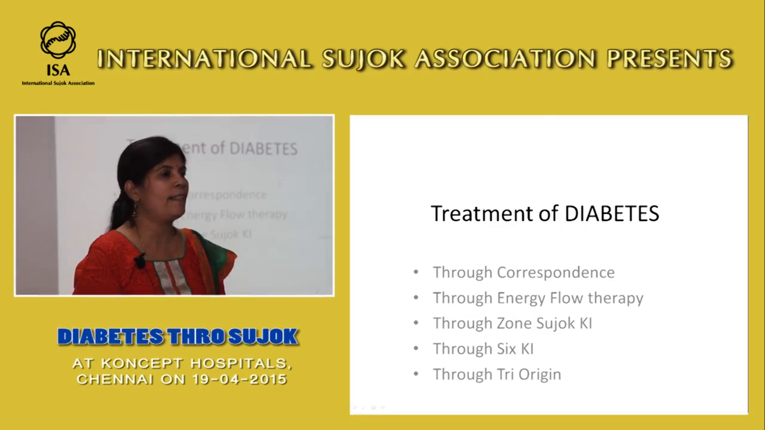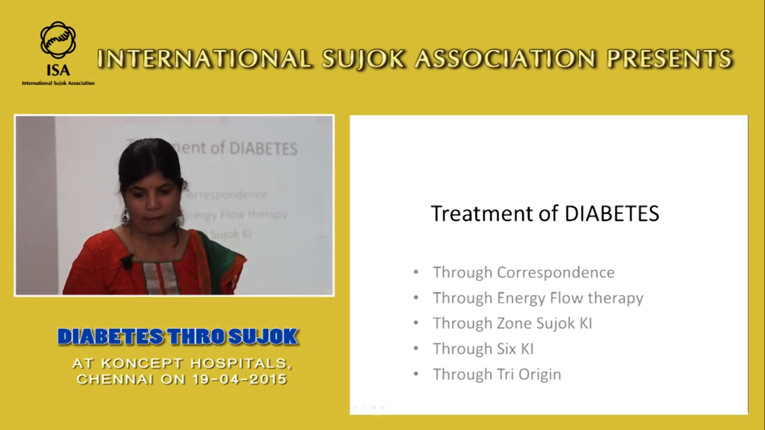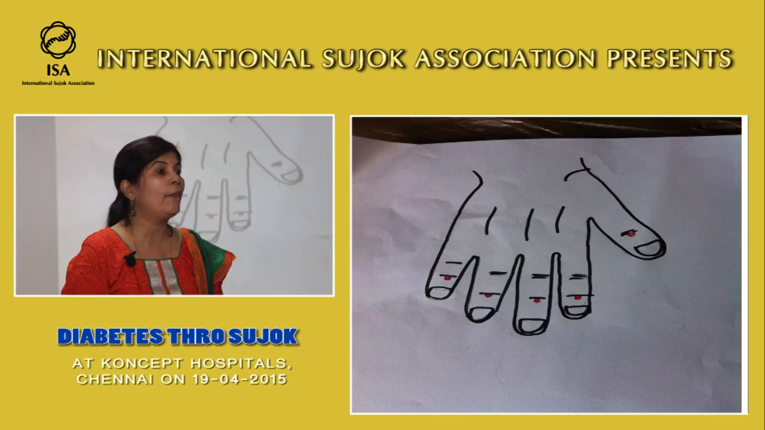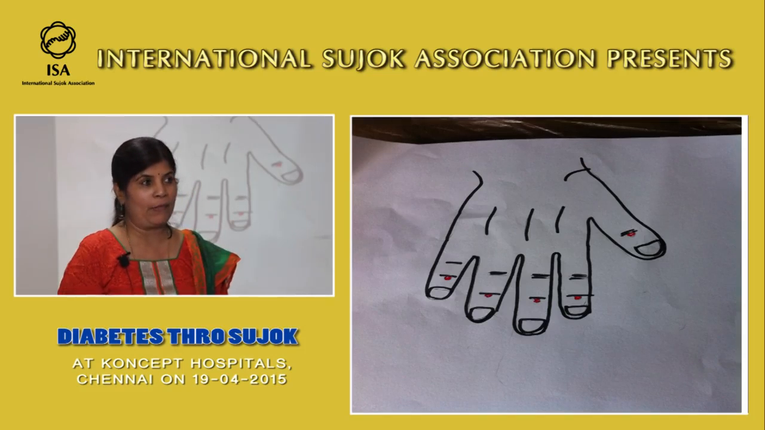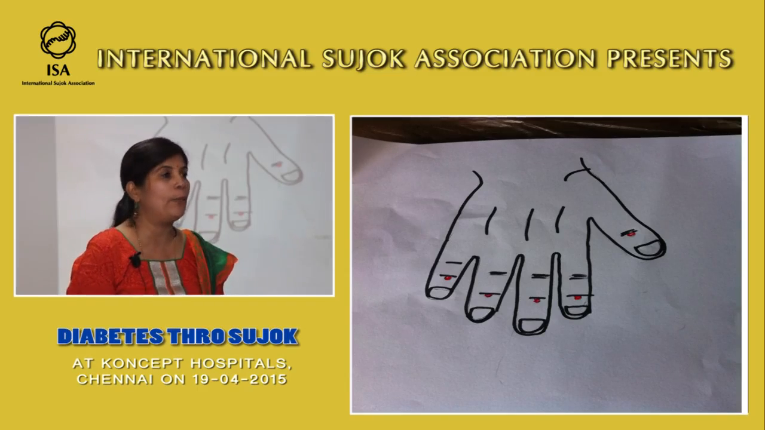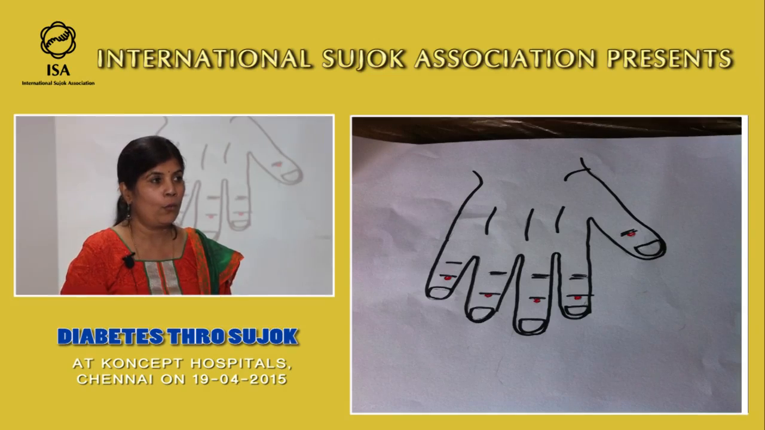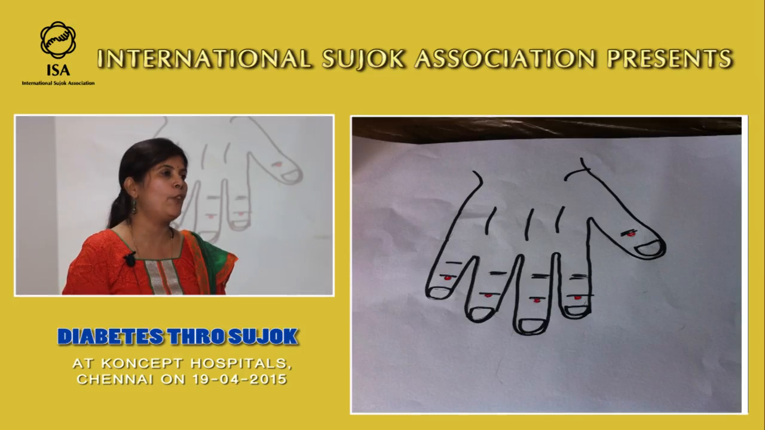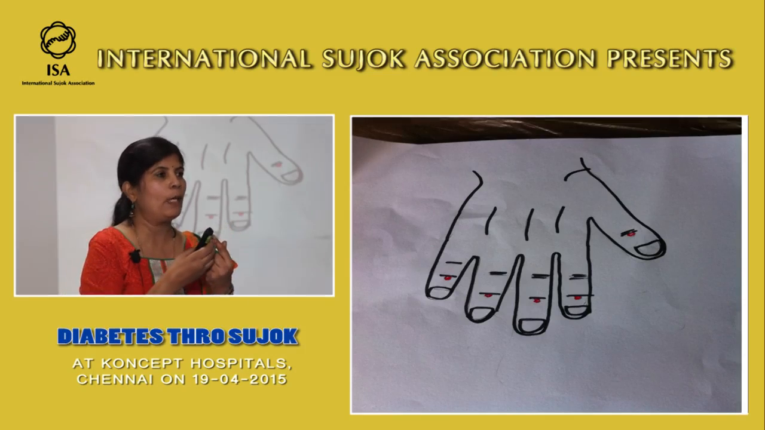So treatment of diabetes through correspondence. The first one is the hypothalamus. The secretion of insulin and other islet hormones is being regulated by the hypothalamus. The hypothalamus is located just above the brain stem. So stimulation of the hypothalamus is necessary for the production of insulin, and it is located just above the brain stem as given in this picture.